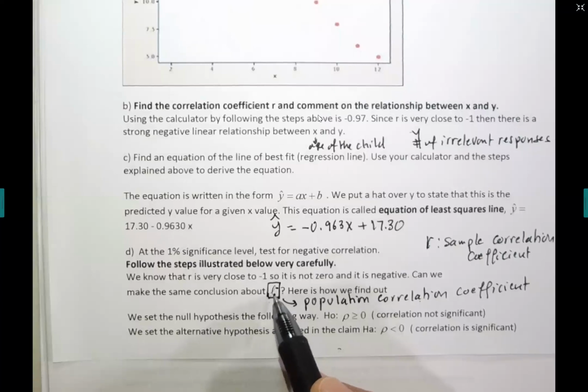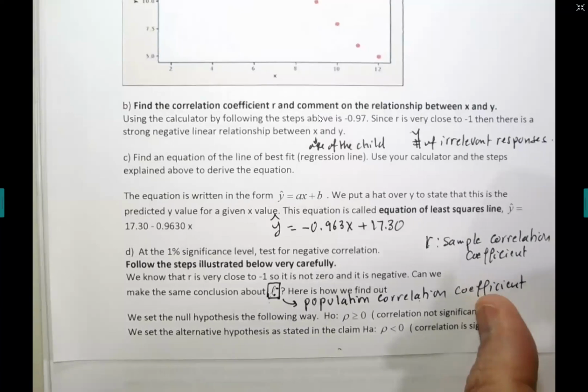There is no technology that can find rho for you. Simply, we cannot do it because it is the population correlation coefficient, but we can test it and decide whether the correlation is significant for the entire population or it's not significant. So let me explain to you how to set up the null and the alternative hypotheses, and then we go from there. I will do the test using the calculator first of all, and then I'll show you how to do it by other means. Okay, guys?